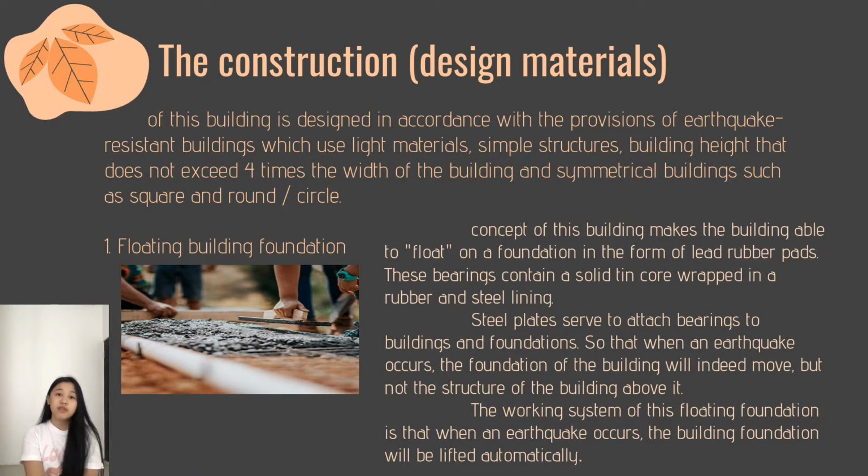First, floating building foundation. The concept of this building makes the building able to float on a foundation in the form of lead rubber bearing pads. This bearing contains a solid tin core wrapped in rubber and steel lining. Steel plates serve to attach the bearing to the building and the foundation, so that when the earthquake occurs, the foundation of the building will indeed move, but not the structure of the building above it. The working system of the floating foundation is that when an earthquake occurs, the building foundation will be lifted automatically.